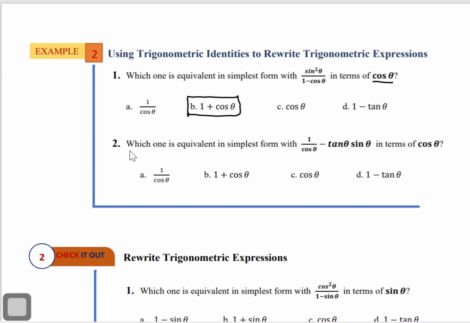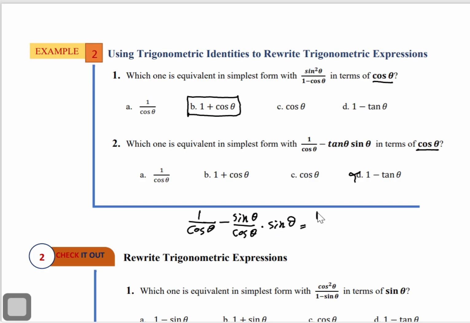For the next one, we have 1 over cosine theta minus tan theta sine theta, in terms of cosine. If it is in terms of cosine, immediately branch D is not true. So we solve this one here. It will be 1 over cosine theta as itself, minus tan theta, which is sine theta over cosine theta, multiplied by sine theta. These two we have to multiply.